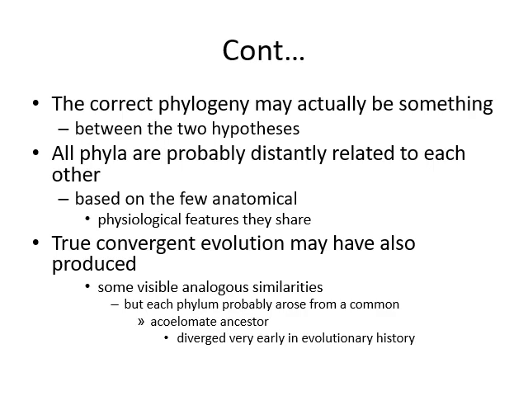Some visible analogous similarities exist, but each phylum probably arose from a common coelomate ancestor, and they diverged very early in evolutionary history. So that's why we consider them polyphyletic, because they are distantly related, or we don't have sufficient data for their evolutionary relationship.